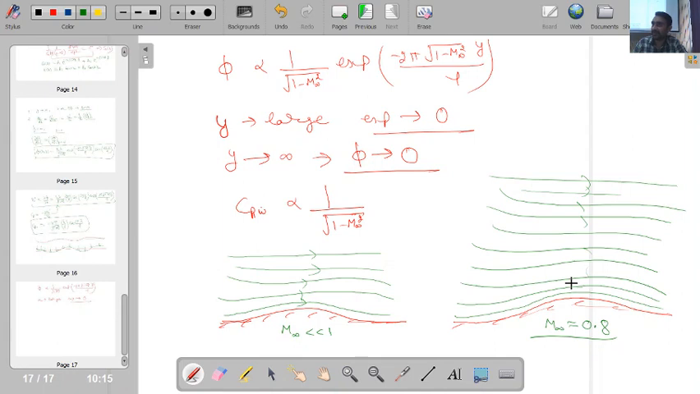Is this point clear? When your Mach number is small, the influence of this object in y will be up to a lesser distance, and if your Mach number is large, then the influence in the y direction will actually be more.